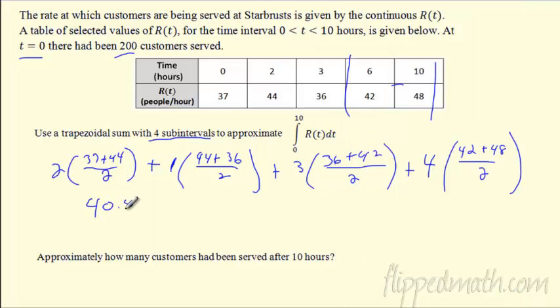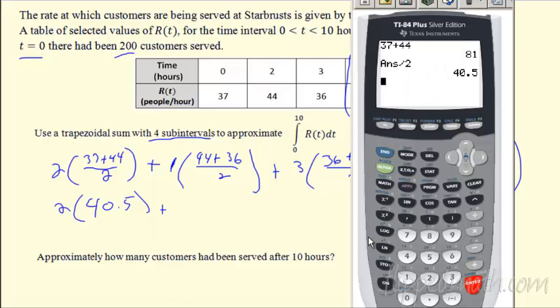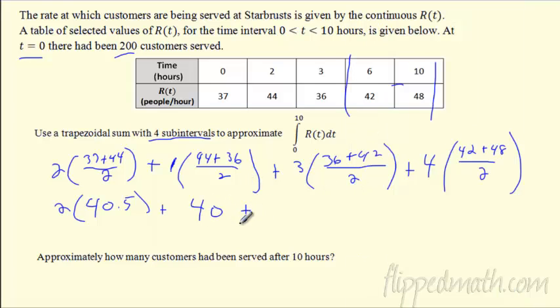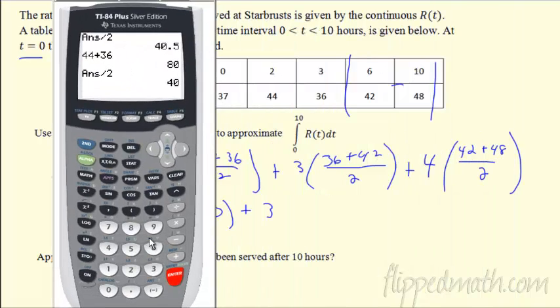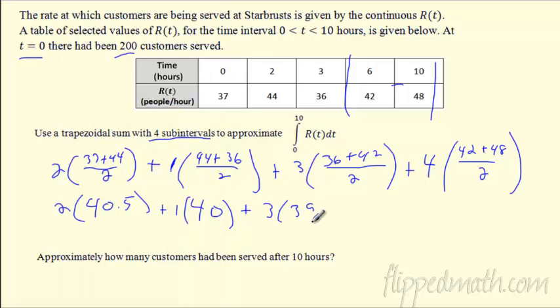So I've got 40.5 times 2. The next one times 1 is nice. I'm going 44 plus 36, hit enter, divide by 2. Probably didn't need a calculator for that, Mr. Brust. That's okay. Then the next one, 36 plus 42, hit enter, divide it by 2, you get 39, so it's 3 times 39.